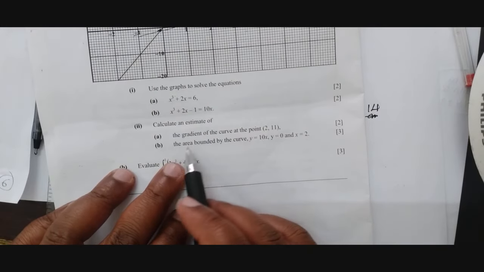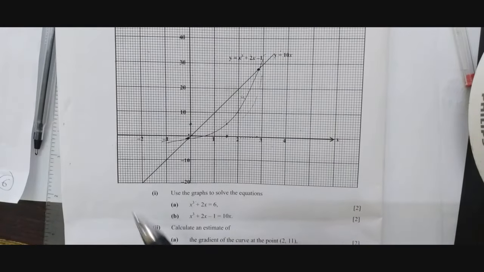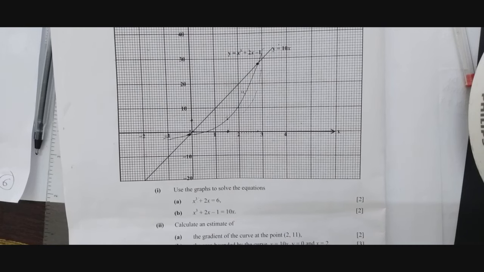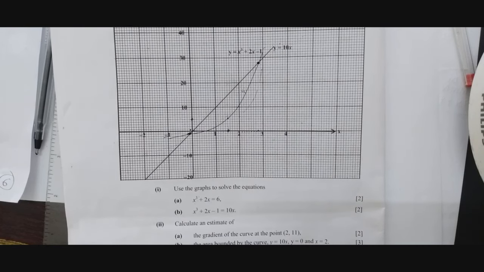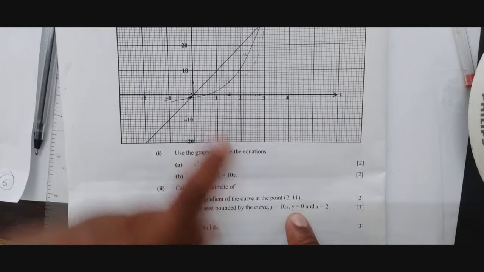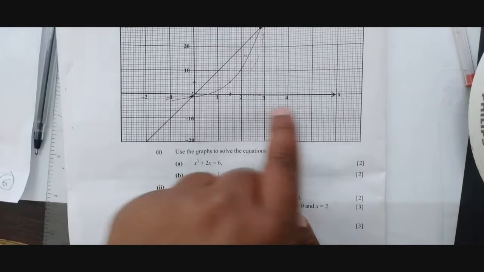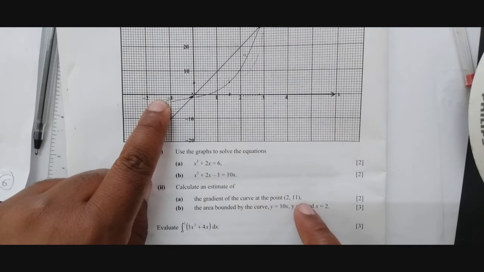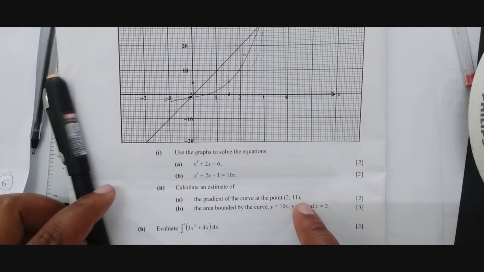Calculate an estimate of the area bounded by the curve. Okay, you're talking about the curve y is equal to 10x, which is this one. Then y is equal to 0. Take note, y is equal to 0 is the x-axis. And x is equal to what? 2. Alright? x is equal to 2.